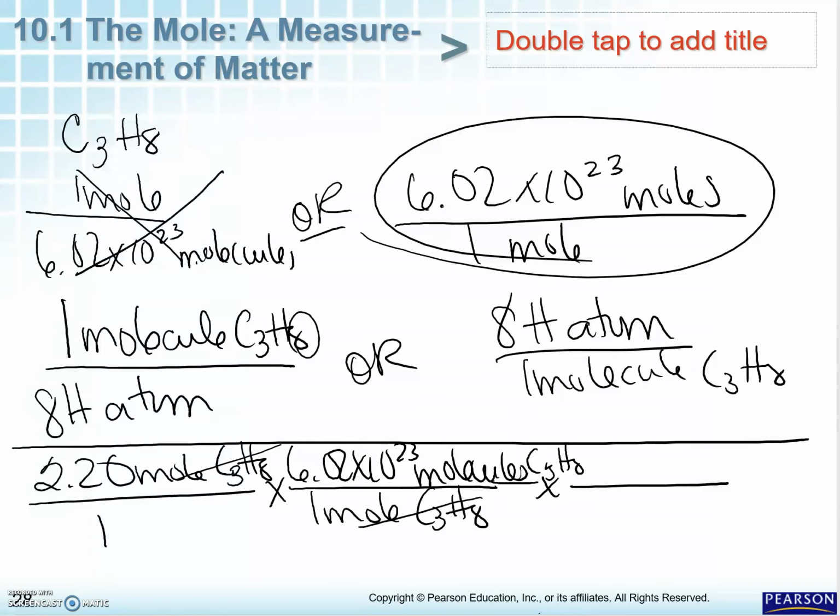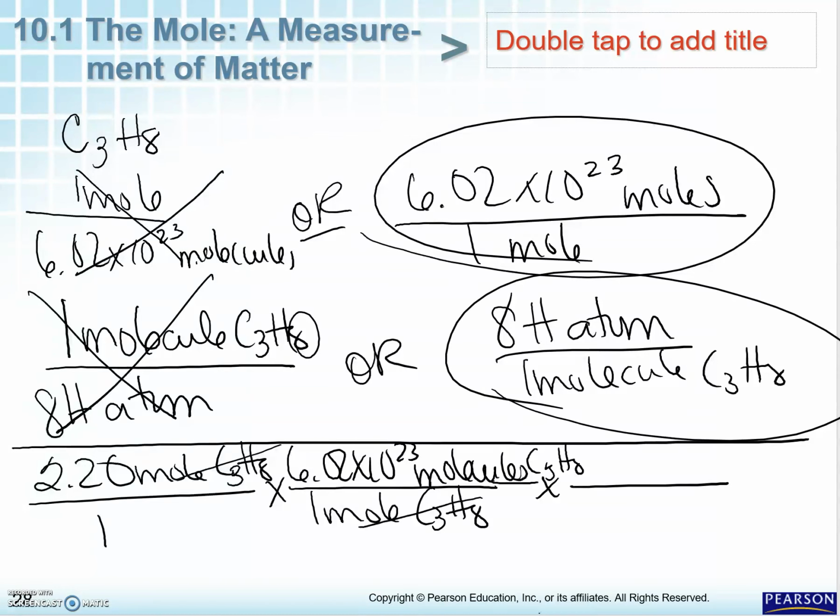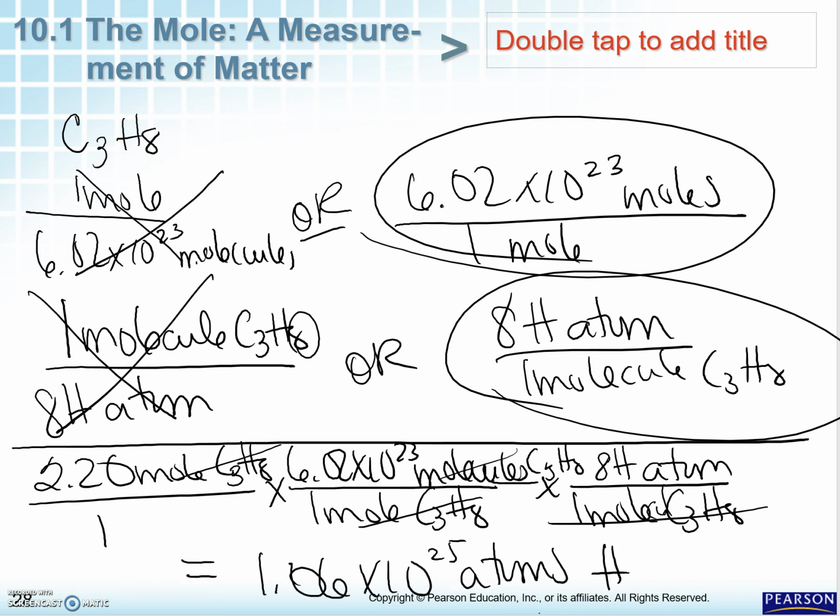So if we have molecules on top, we would not use the one on the left because our molecules need to be on the bottom once again. So here we have 8 hydrogen atoms on top and 1 molecule of C3H8. After you multiply straight across and divide by anything that's on the bottom, you would end up getting 1.06 times 10 to the 25th atoms of hydrogen.